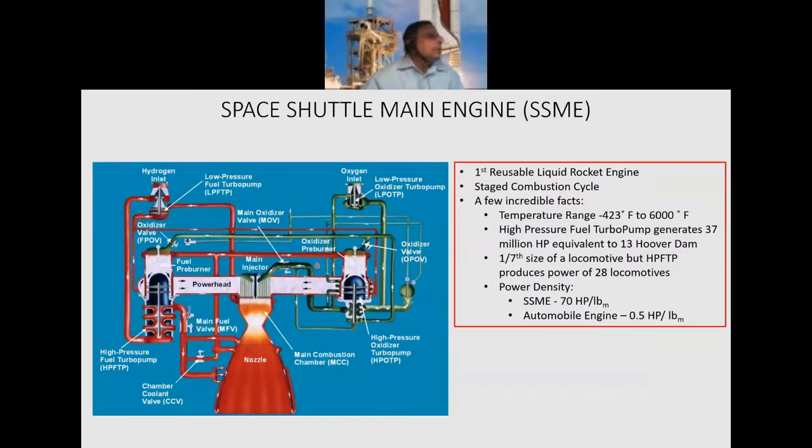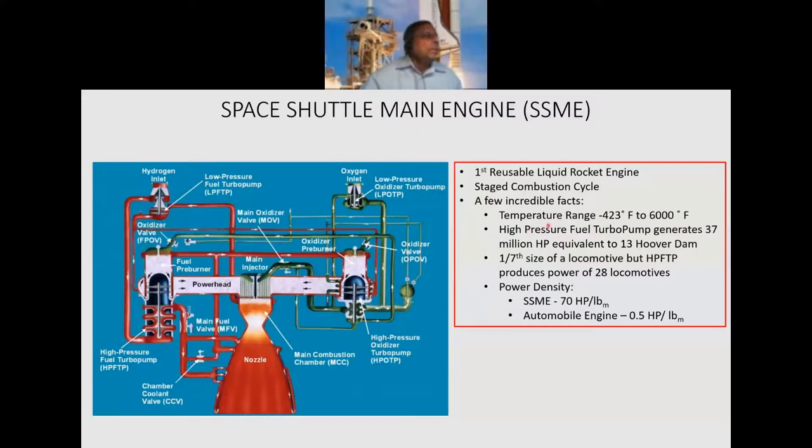I just wanted to mention here that we have two turbopumps, because as I mentioned, you have to take the pressure from 40 psi to 5,000 psi. So you really need a low pressure and a high pressure turbopump. And this high pressure fuel turbopump is probably the most complex and powerful turbopump. Here are a couple of incredible facts about the space shuttle main engine, which you might be interested to know. First of all, this is the first reusable liquid rocket engine ever built, and it uses the staged combustion cycle.